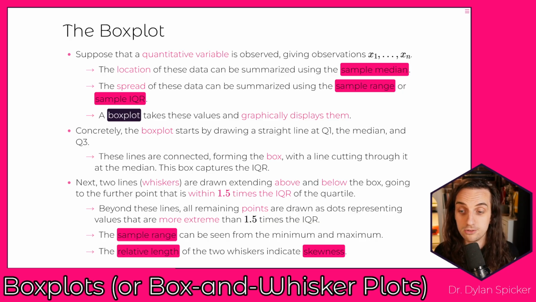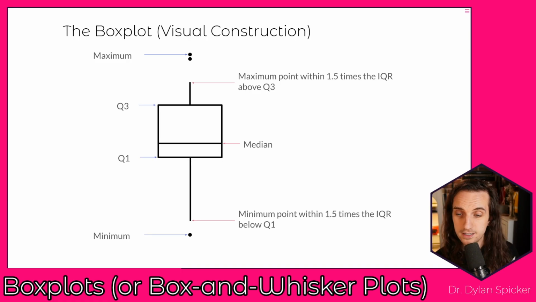Okay, and so we can see the skewness or the symmetry of the distribution there. Okay, so let's take a look visually at what this actually represents. Here we have a rough breakdown of how the box plot works, right? And we start by drawing out our Q1 line right here.